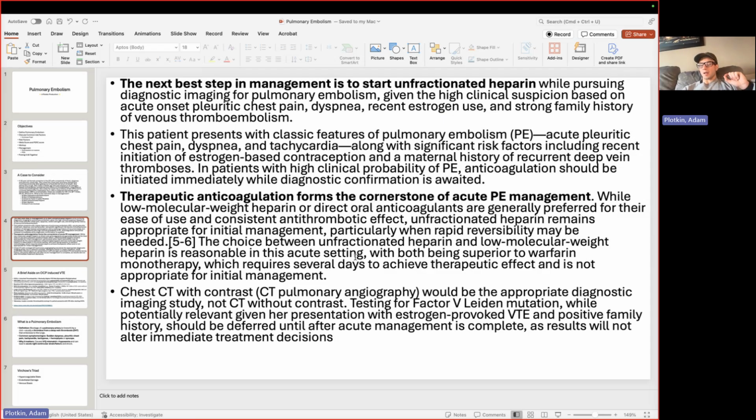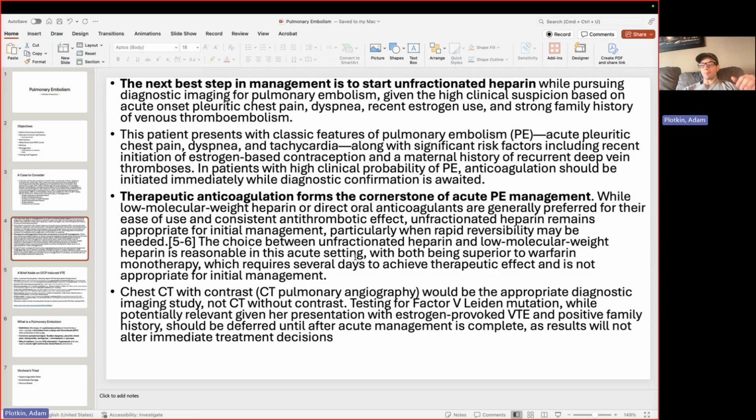For someone who has a slam dunk PE or very high concern, there's a couple things we need to do. First things first, we've got to start them on anticoagulation. The gold standard for anticoagulation for a submassive or intermediate or non-life-threatening PE would be unfractionated heparin. Unfractionated heparin is going to work now. Remember, this works by modulating antithrombin 3, and it will block factor 10 directly, and then via electrostatic binding, it blocks factor 2, so that's thrombin.